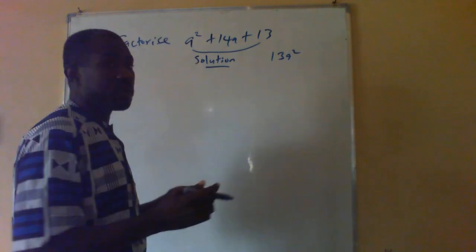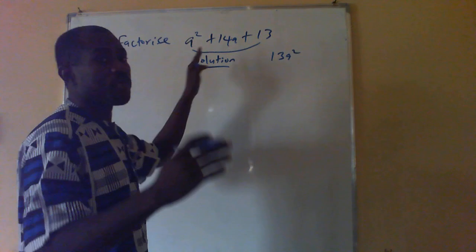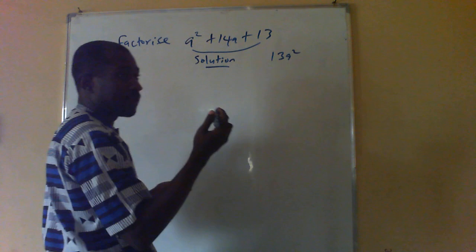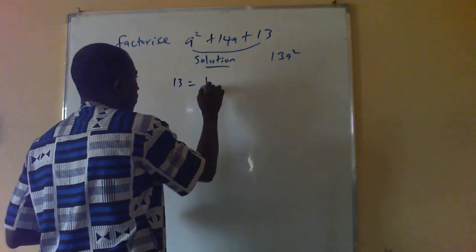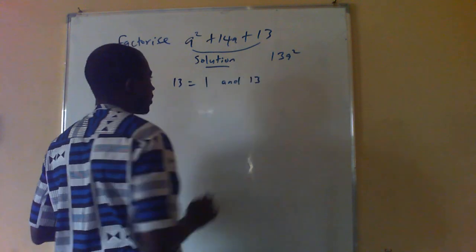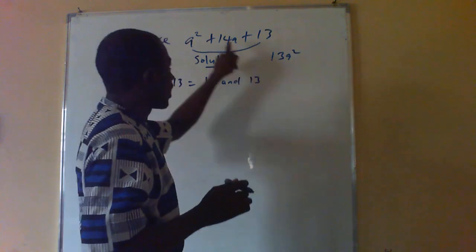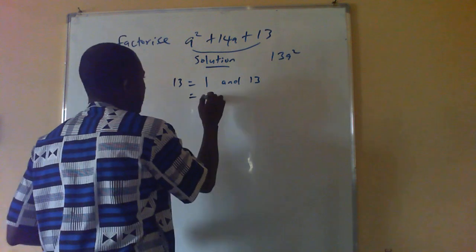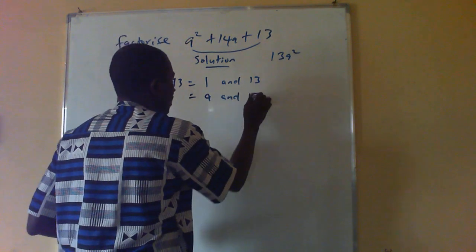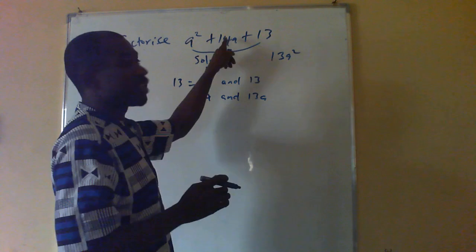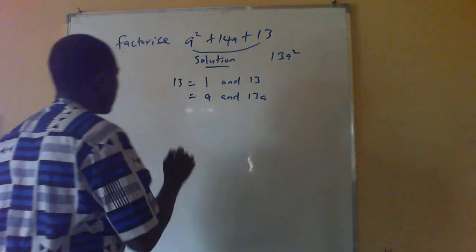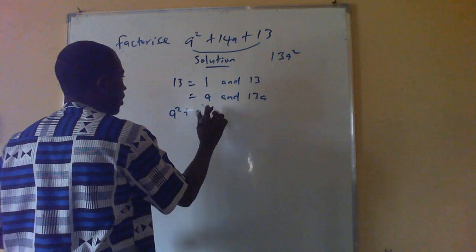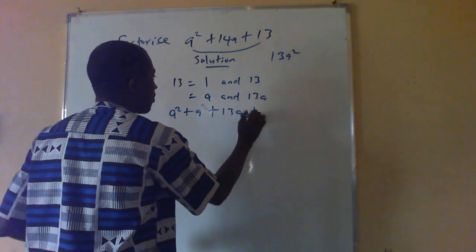Then again, we look for two numbers. If we add them together, we'll get 14. If we multiply them together, we'll get 13. So let us find the factors of 13. The factors of 13 are 1 and 13. If you add 1 and 13, you get 14. But if you multiply them together, you get 13. So we introduce a and 13a. These two will take the place of 14a. So we're going to write a squared plus a plus 13a plus 13.